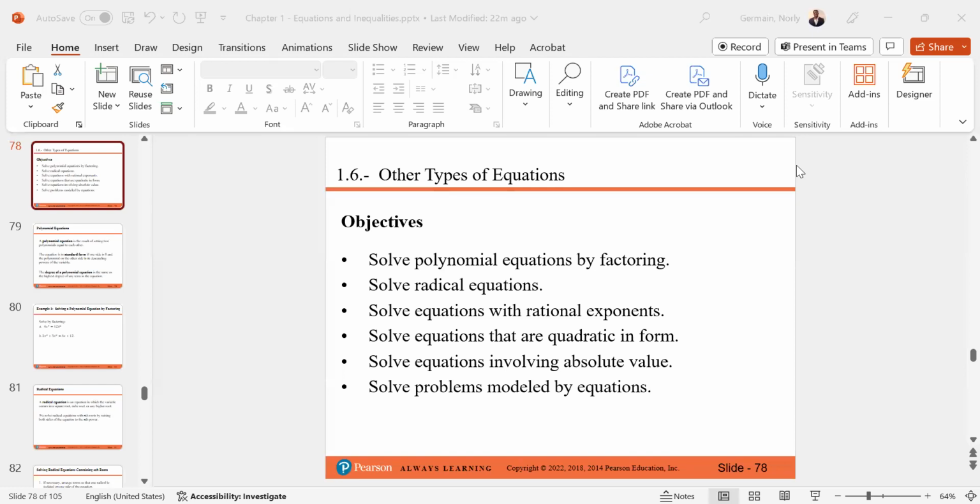In this video, we're going to continue with section 1.6, other types of operations. Many real-life or real-world situations we can model in terms of mathematical expressions.